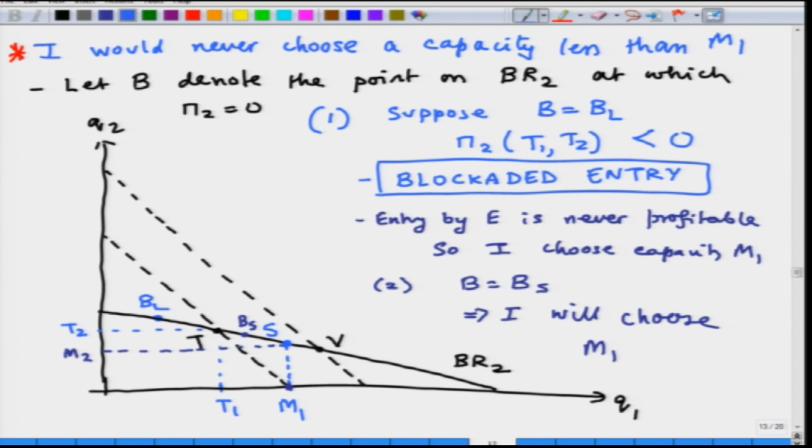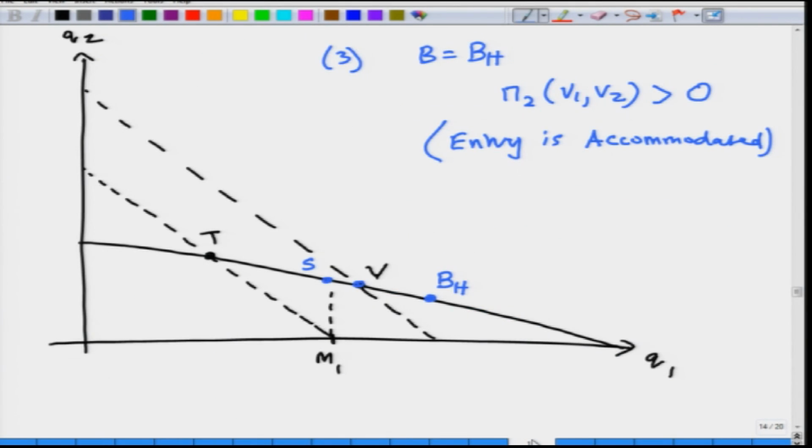We have looked at a case where B is equal to BL and BS, where the incumbent will simply produce the monopoly level of output, and now we have a scenario where deterrence becomes extremely costly. So, the incumbent will want to accommodate entry. We will revisit this again.